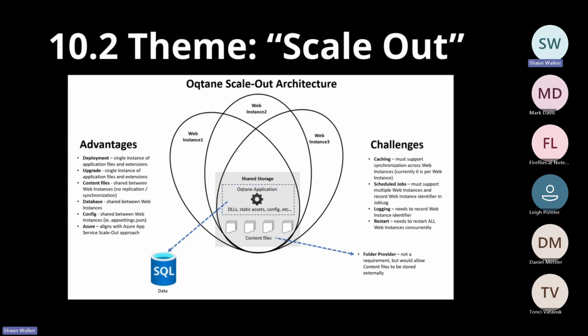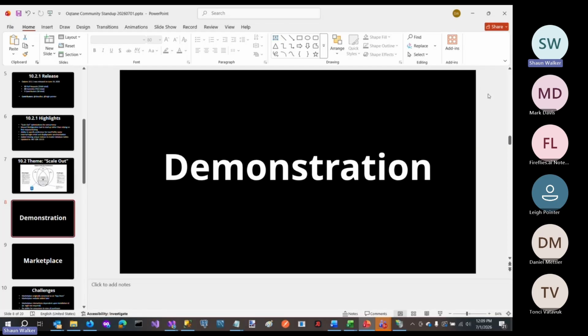When it comes to maintaining your Oqtane installation, you only have to upgrade the application in one place. And then all web instances, of course, get the benefit of that upgrade at exactly the same time. So there are some benefits of using this approach, and this is why it was chosen as the scale out model for Oqtane. And with that, I'm going to do a bit of a demo to show you a few things.